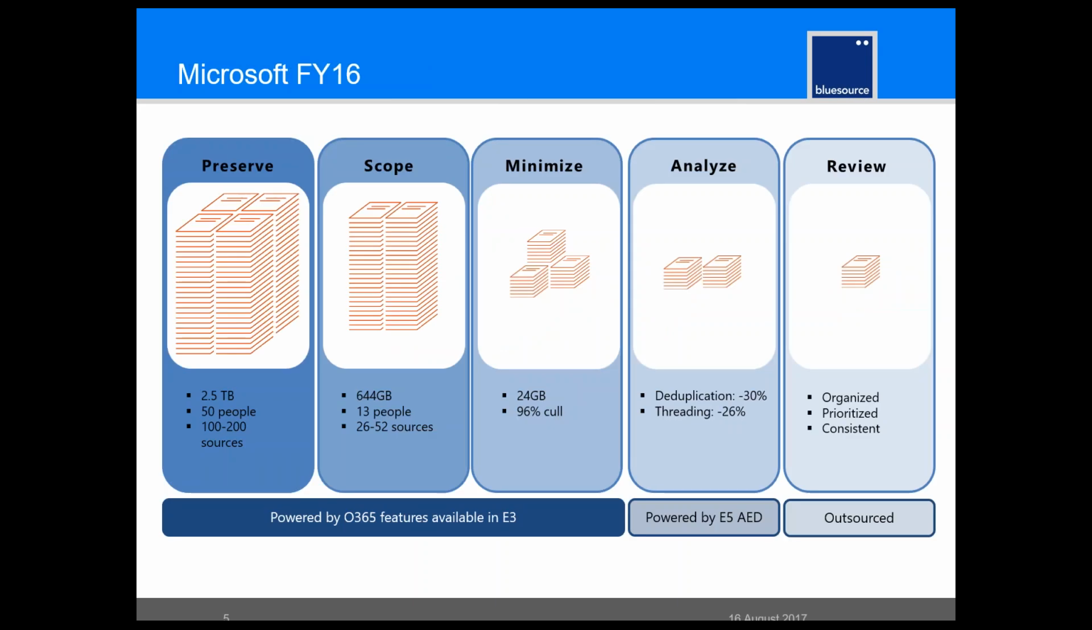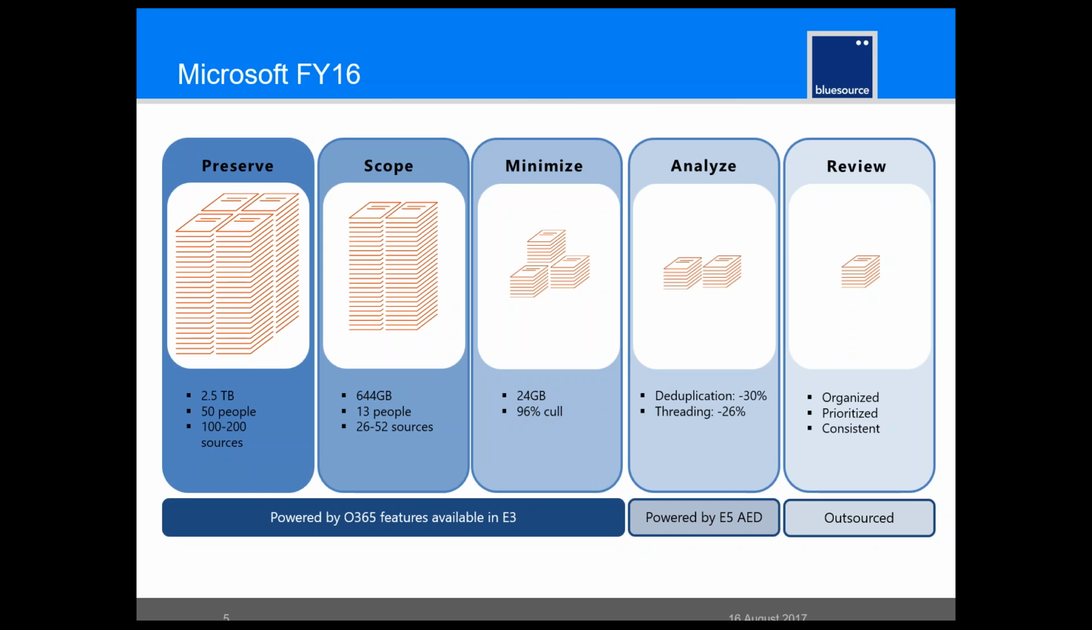So just by way of example, we have Microsoft's FY16 eDiscovery profile here, and this is how they're doing eDiscovery within Microsoft itself. So in FY16, they preserved about 2.5 terabytes of data, 50 people, per case, 100 to 200 sources. And then they, through the eDiscovery tools that we're going to show you, narrow that down to about 644 gigs, 13 custodians, 26 to 52 sources, and then finally minimizing that down through culling and searching and keywords, date ranges, that kind of a thing.